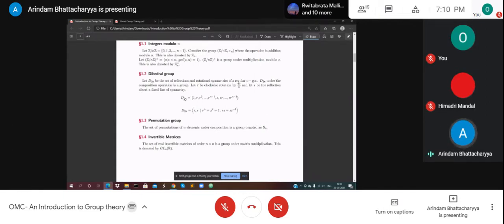Is the definition of D20 clear? I think the definition of D20 is clear. Can someone tell me why rs is equal to sr inverse?